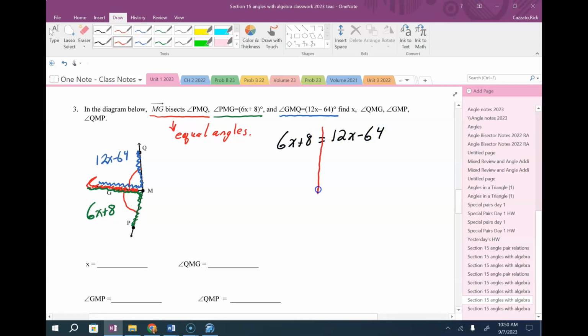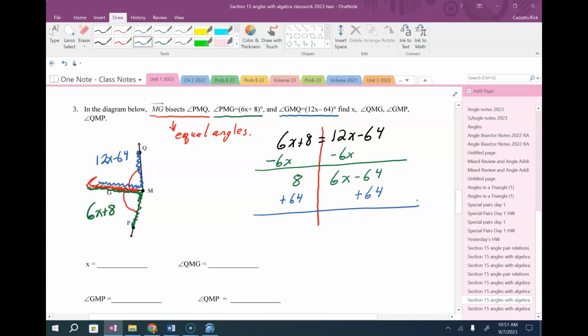I'm going to draw this red line across the equal sign there. Remember, when you cross the equal sign, you need to undo. So I'm going to subtract 6x from both sides. Doing that, I'll get 8 is equal to 6x minus 64. I'm going to add 64 to both sides. So 8 plus 64 is 72. So 72 is equal to 6x. And then I'm going to divide by 6. And again, I'm using my calculator. I get x to be 12.